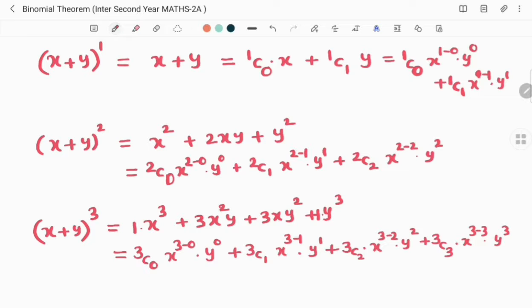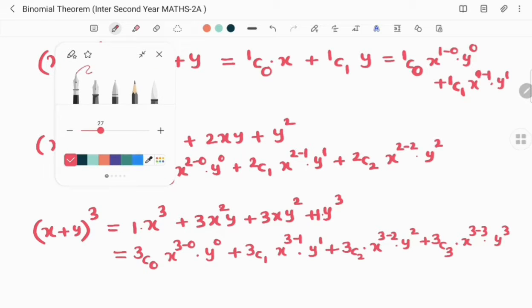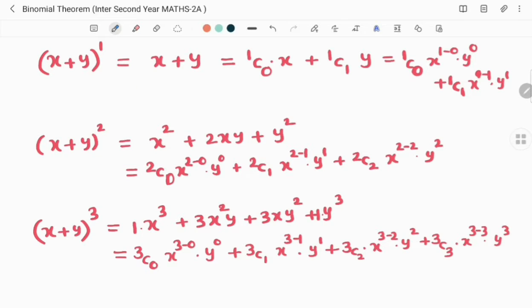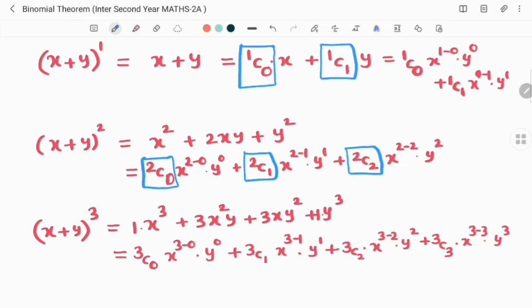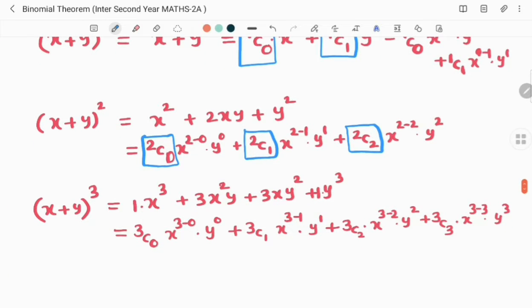Here, which indicates 1c0 and 1c1, and here 2c0, 2c1 and 2c2, and in the expansion of (x plus y) whole cube, 3c0, 3c1, 3c2, 3c3.